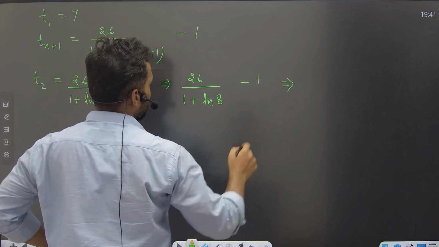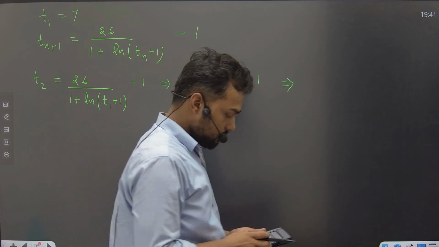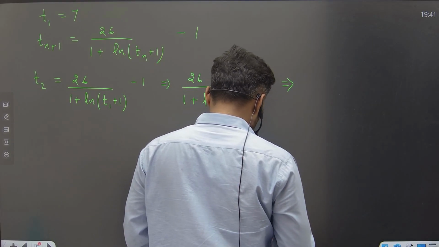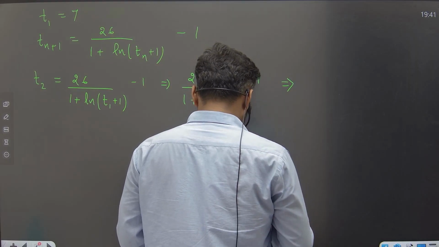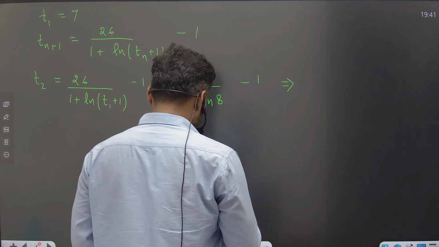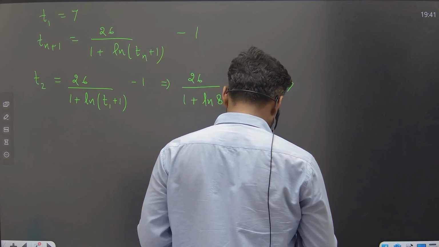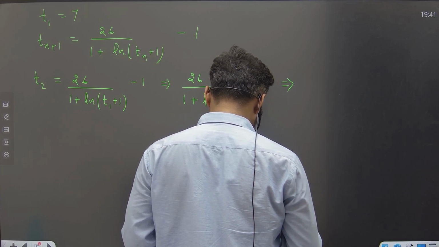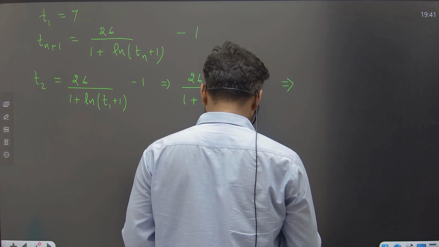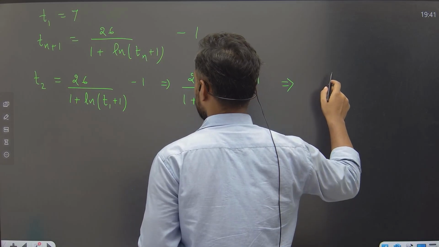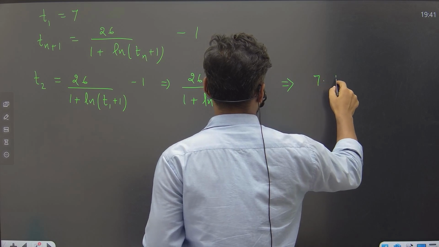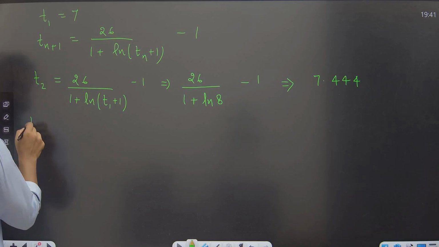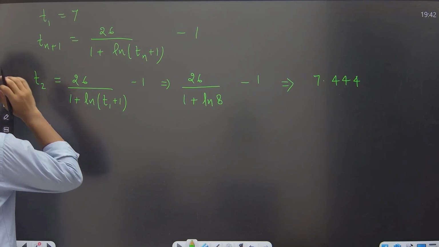On calculating it further, what we'll get? Okay, 26 divided by 3.079, 8.44 negative of 1 will give 7.443, 7.444. Okay. Similarly, if I say what about T3, so again just need to plug the value of n equals 2 here.